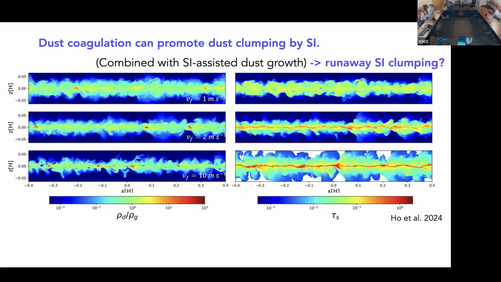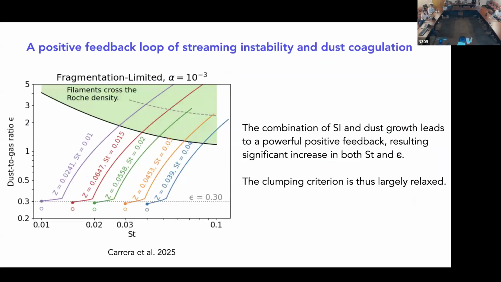So when combining those two things together, streaming instability can help dust growth, and dust growth can help streaming instability. So maybe if we combine those two, we can have this sort of runaway streaming instability clumping, which is super nice, right? Just when I was thinking about this idea, this paper came out the second day. This is a semi-analytical work combining both streaming instability and grain growth. Their point is that there can be a positive feedback loop between those two processes. If we consider both streaming instability and dust growth, they can boost each other.